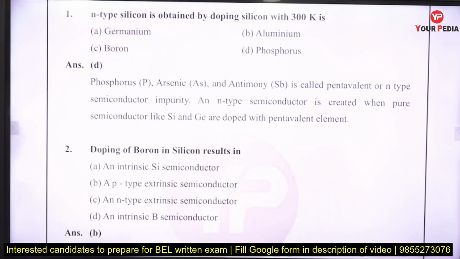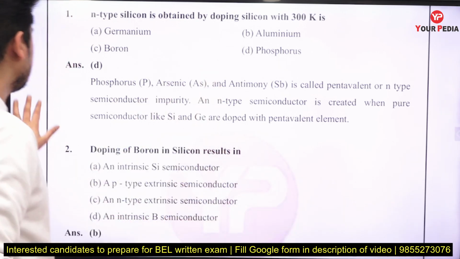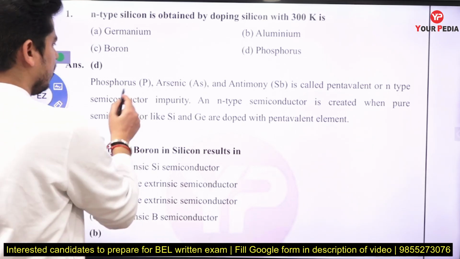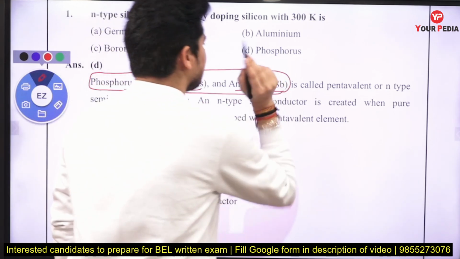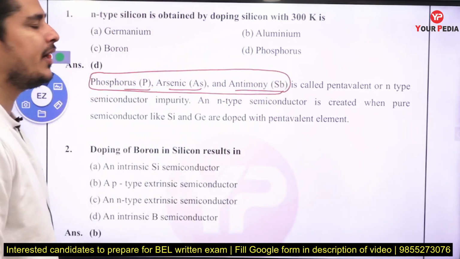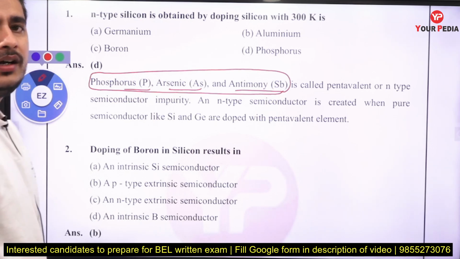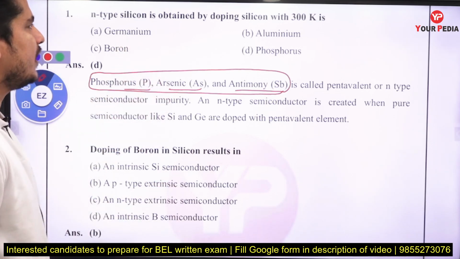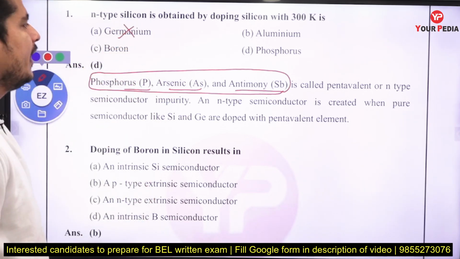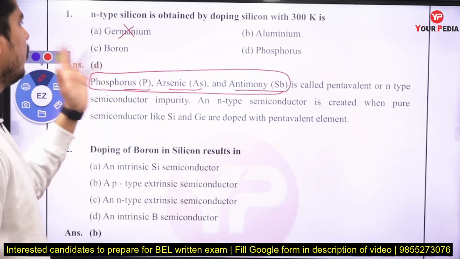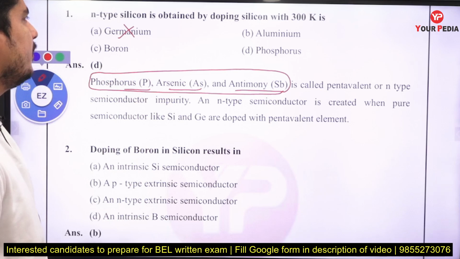For making the n-type semiconductor, the pentavalent impurity means fifth group elements. In the fifth group we have phosphorus, arsenic and antimony. These are the materials which can be used as a pentavalent impurity. From the options, germanium has 4 electrons in its outermost shell, it is a semiconductor, so it cannot be used as an impurity atom. Aluminium is a third group element. Boron is also a third group element. Third group elements make the semiconductor p-type, not n-type.